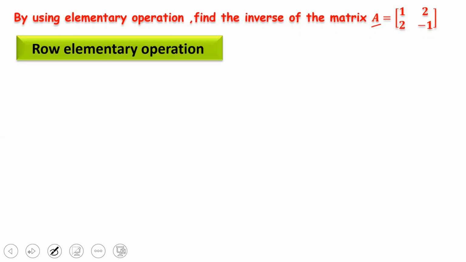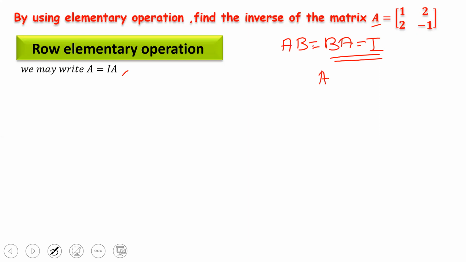Now A is given, so I can easily write A is equal to identity into A. Since if we multiply any matrix with identity, it will remain the same. Now what is the condition? AB is equal to BA is equal to identity. So look here, I am taking this portion, BA is equal to identity. What have I taken here? I have taken here A is equal to I into A.